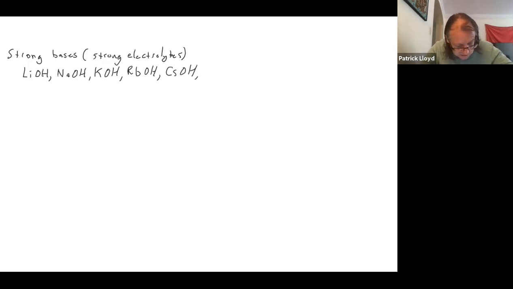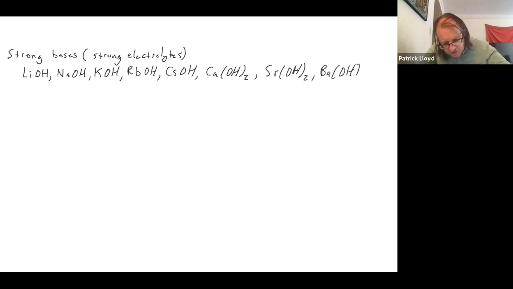So they are strontium hydroxide. Actually, I'm sorry, I forgot calcium. Calcium is in there too. Calcium hydroxide, strontium hydroxide, and then barium hydroxide. So be careful with the group 2 metals because beryllium and magnesium are not in that list. Even though they are bases, they're generally considered bases. They're not strong bases.